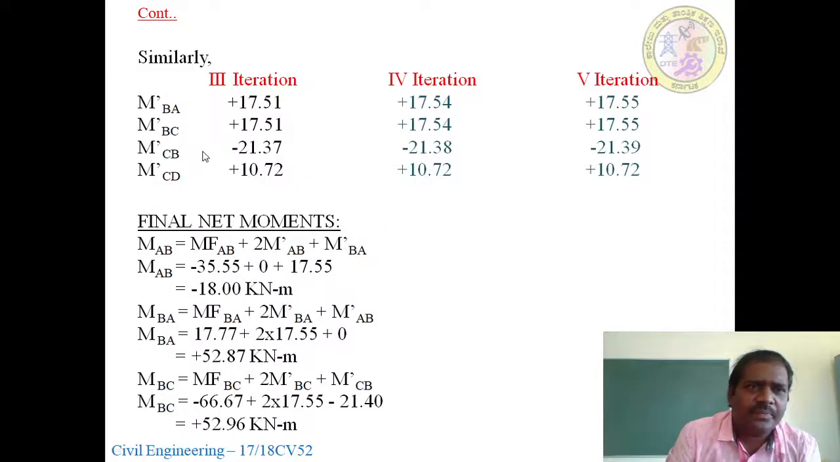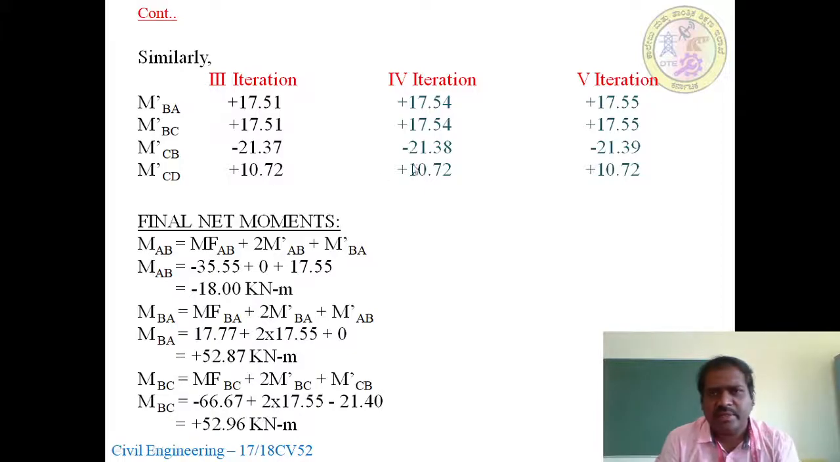So similarly, third iteration, fourth iteration, fifth iteration. So M dash BA, M dash BC, M dash CB and M dash CB. See here, the fourth and fifth iterations. In the fourth and fifth iterations, the value will be nearly the same.